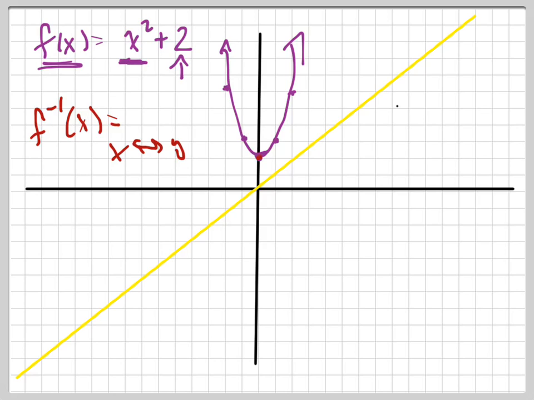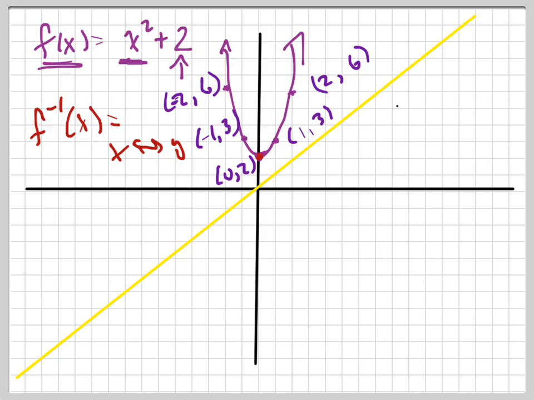So instead of this point being here, which on the purple graph was 0, 2, let's just label all these points: 0, 2; 1, 3; 2, 6; negative 1, 3; negative 2, 6. You can pick whatever points you want, but you want to pick points that give you a good picture of what the graph is going to look like. Okay, those are my 5 points.